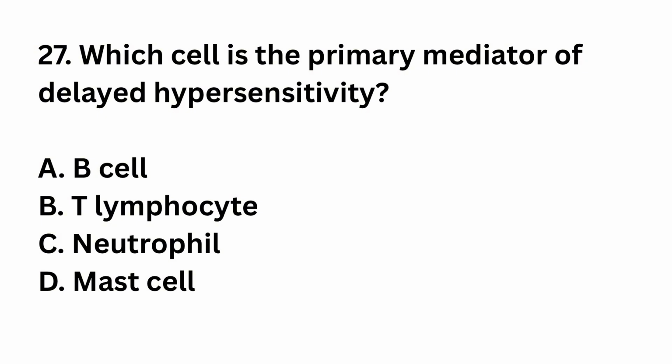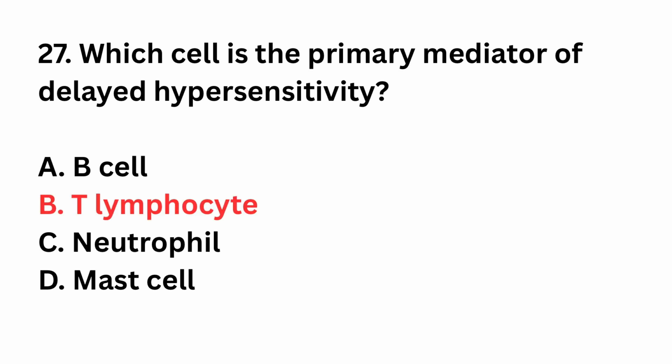Question number 27. Which cell is the primary mediator of delayed hypersensitivity? B cell, T lymphocyte, neutrophil, mast cell. The right answer is option B, T lymphocyte. Sensitized T cells release cytokines causing inflammation. Reaction appears after 48 to 72 hours.